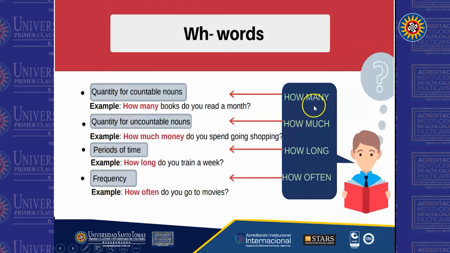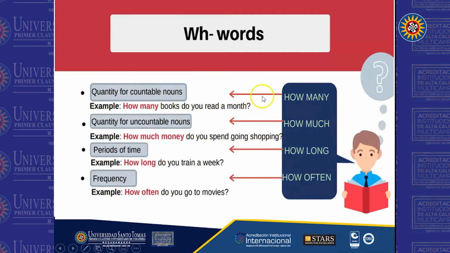There are some other words, as I said, remember? These words don't start with WH, but they are also considered WH words. So we use how many to ask about quantity for countable nouns. For example, how many books do you read a month? We use how many because books are countable, okay? You can say one book, two books.